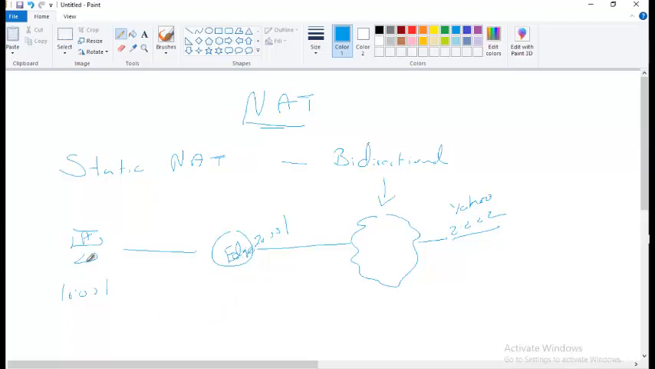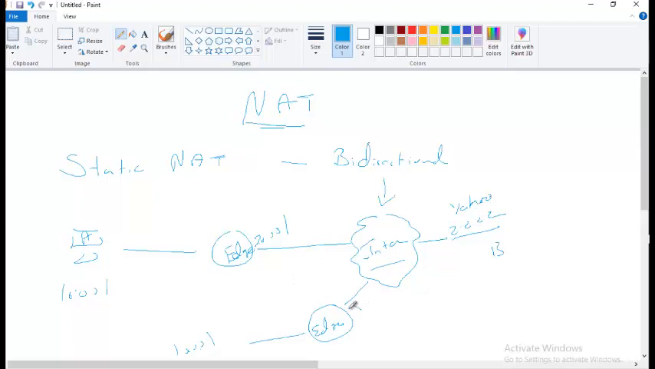Now whenever I go from A to B, I need to have a public identity. Otherwise, this public internet cannot route the packet, because to this internet there are many people connected. They may also have 10.0.0.1. Not they may have, they are having, many are having in their organization same 10.0.0.1. And because it is a private network, we don't advertise it to the internet, and internet will also not know about this 10 location.